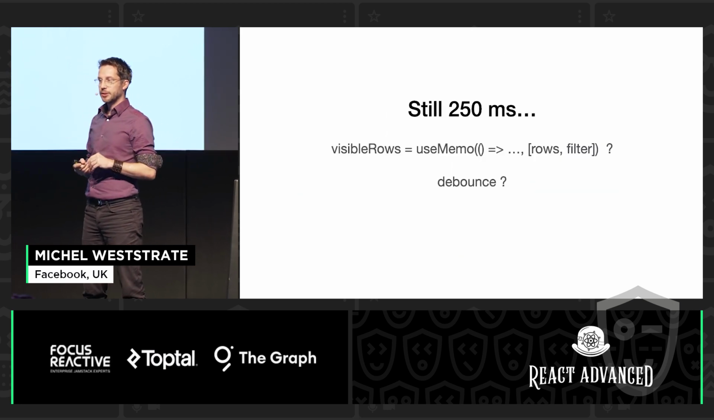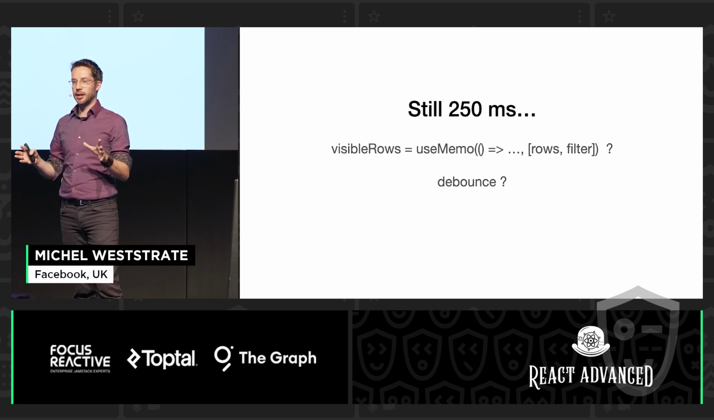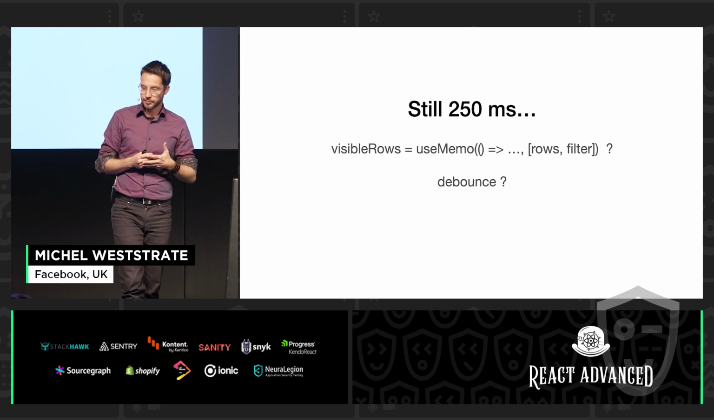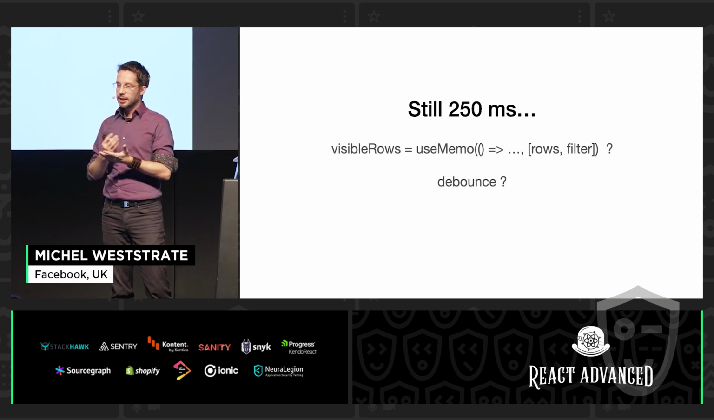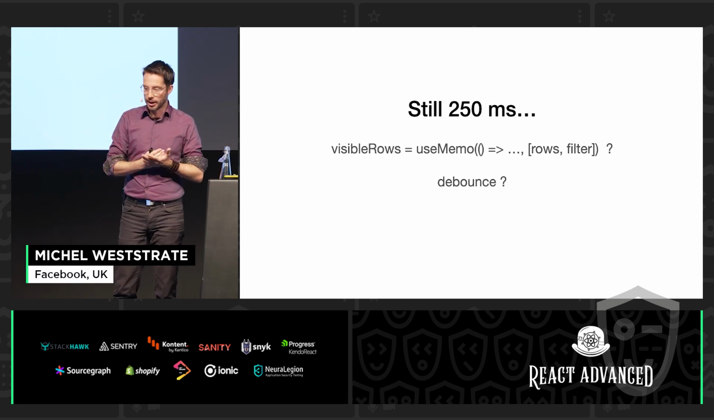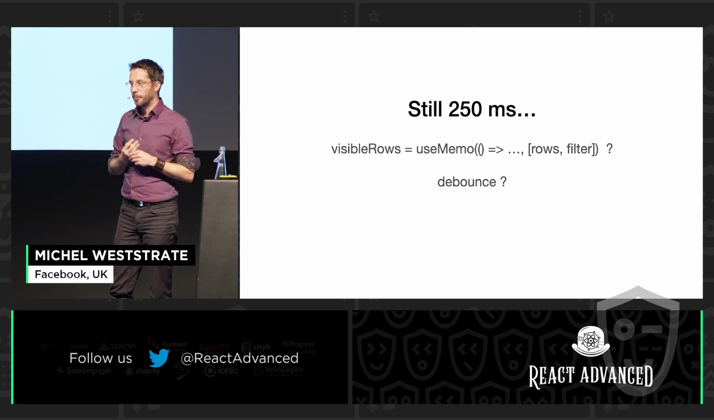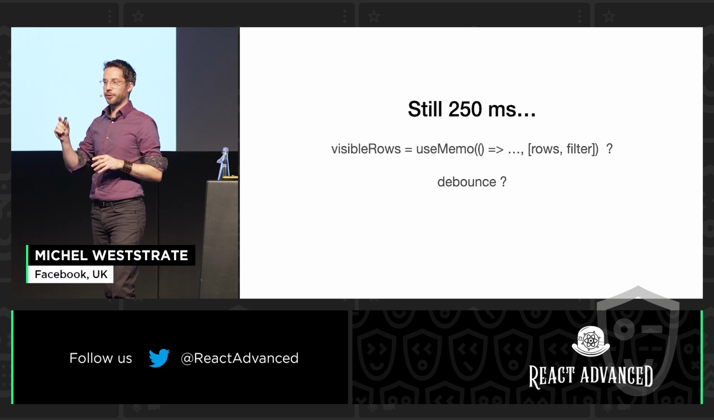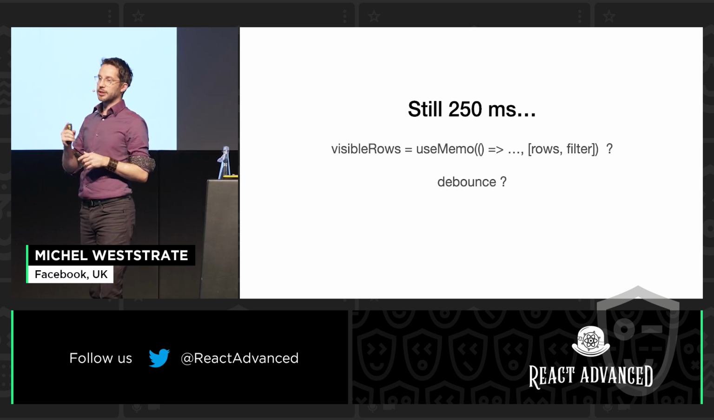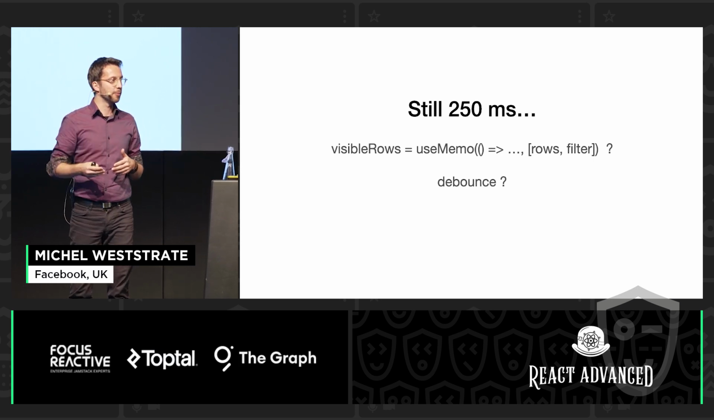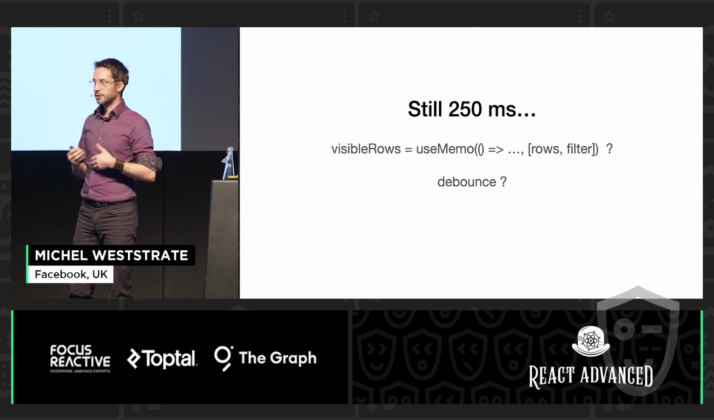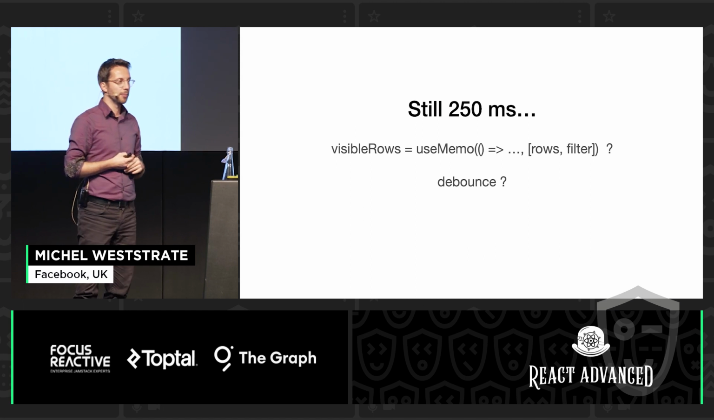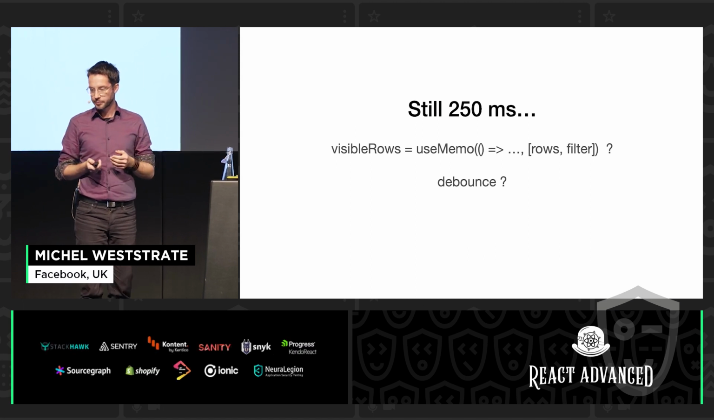And yet we still had 250 milliseconds per render, just because of all the processing that goes on. And there's a few tricks that people commonly apply, like we could memo the filtered rows, but that doesn't really help. That only helps if the filter changes now and then, but not if your rows are changing all the time. If you have dozens of updates you have to process, then your memo is never going to have a positive cache hit.